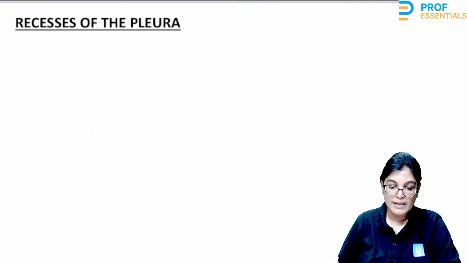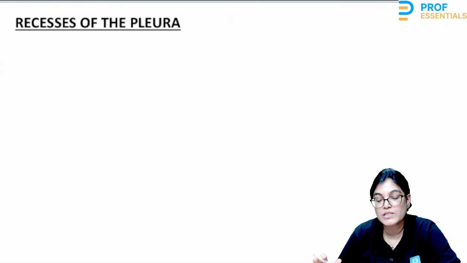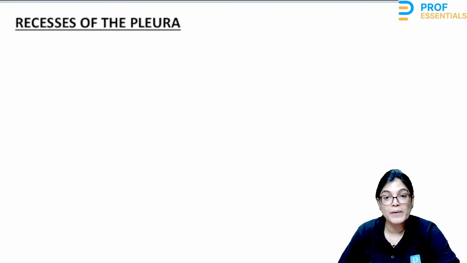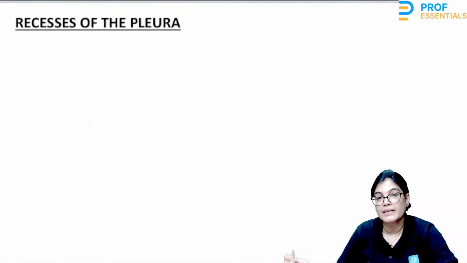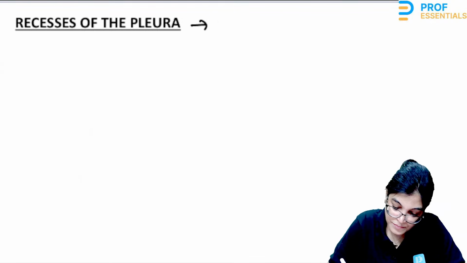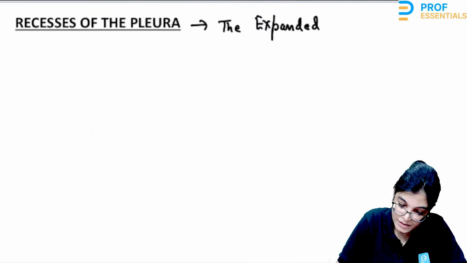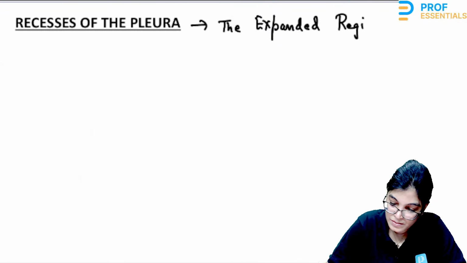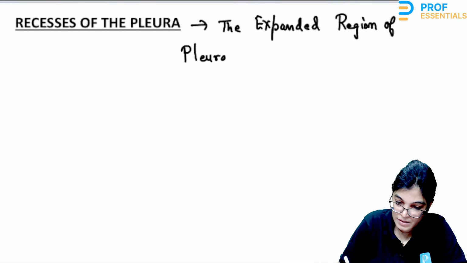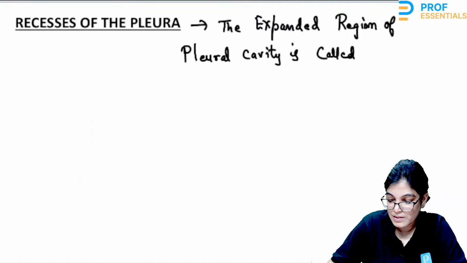Normally, the potential space which is filled with serous fluid in between the parietal and the visceral layer is the pleural cavity. But at certain areas, this space is expanded, forming the pleural cavity recesses. So the expanded region of the pleural cavity is called pleural recesses.